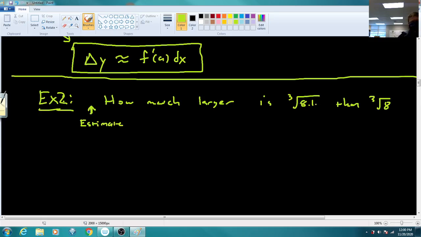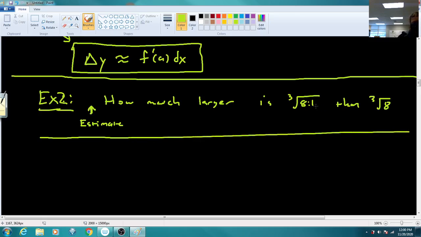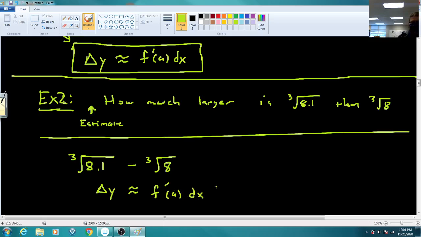because if it says how much larger is that than that, then we can just type that in the calculator. But now that we say we want an estimate of it, if we want to figure out how much bigger the cube root of 8.1 is than cube root of 8, we're really asking what is the cube root of 8.1 minus the cube root of 8. That's what it's asking us to find. And we'll say, hey, we could view that as a delta y. And then in our differential notation, we could say that is approximately f prime of a times dx instead of delta x.